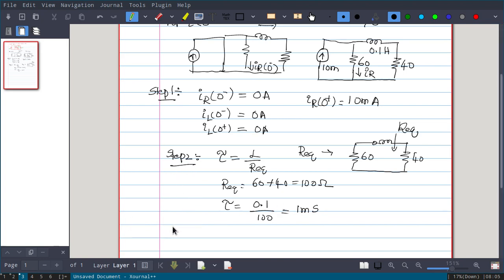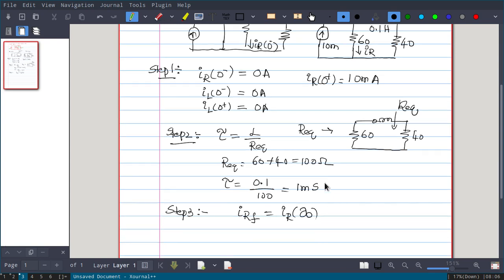That is step two. Step three, you have to calculate the final current, IRF, because finally we need an expression for IR. Since this circuit has an inductance, the current through all the elements will have the form of force response plus natural response. So IL of t will be ILN plus ILF. If you want to calculate IR of t, then it is IRN plus IRF, where IRN denotes the natural response of the current and IRF represents the force response. IRF is also called IR infinity, or the steady state IR current.